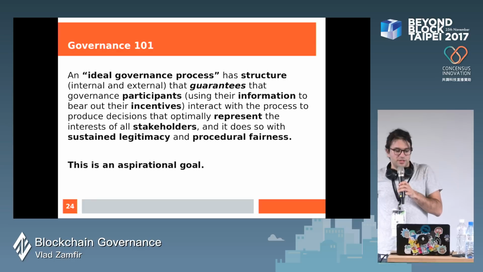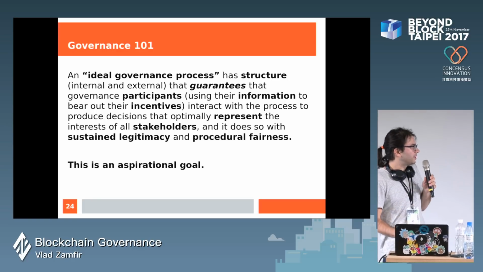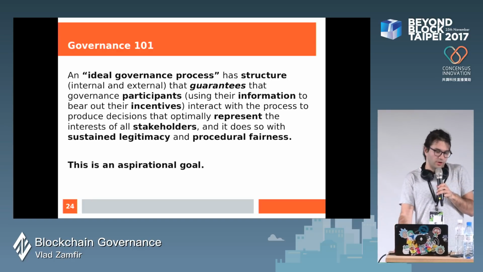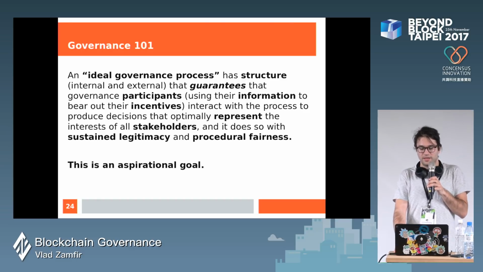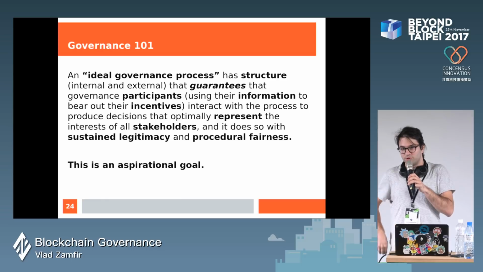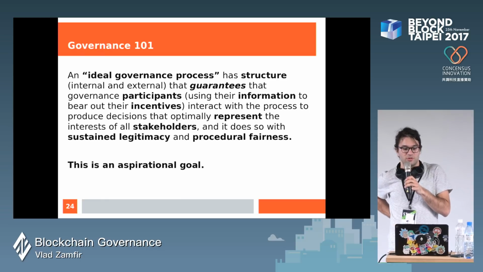So this is an aspirational ideal, but it is what I think we all should aspire to in our blockchain governance processes, right? We want processes that guarantee that the participants produce outcomes that represent the interests of stakeholders, that are legitimate and fair.